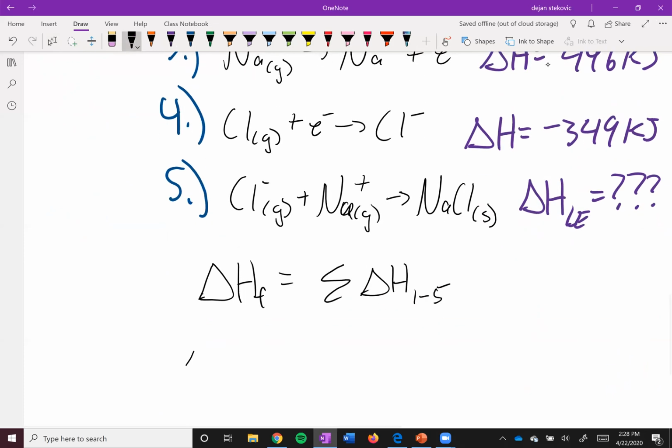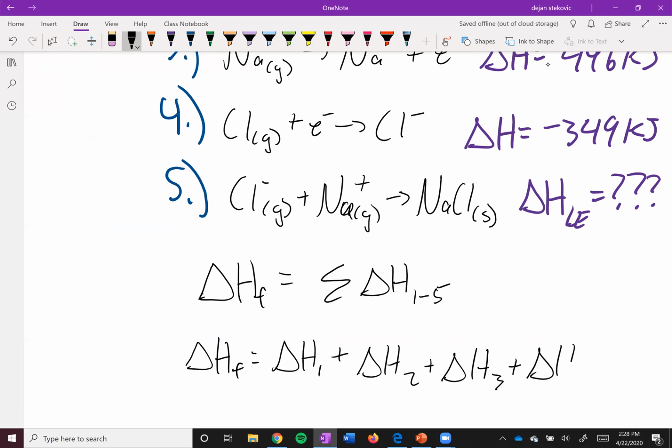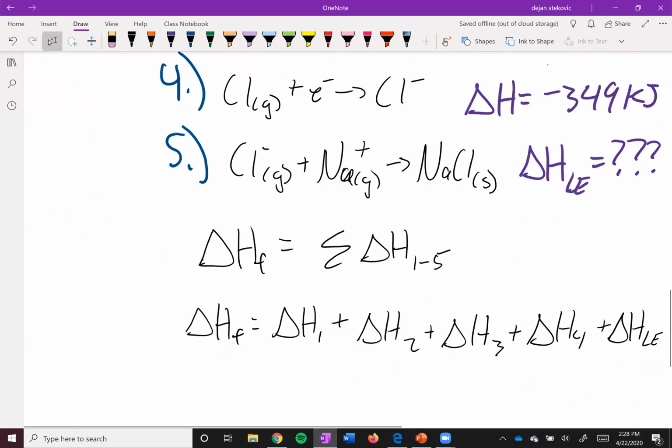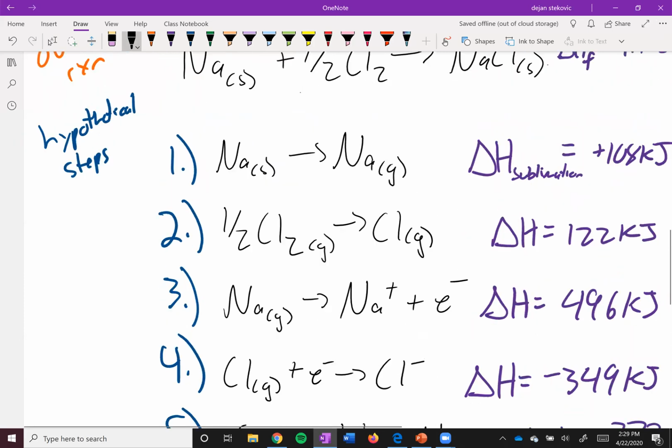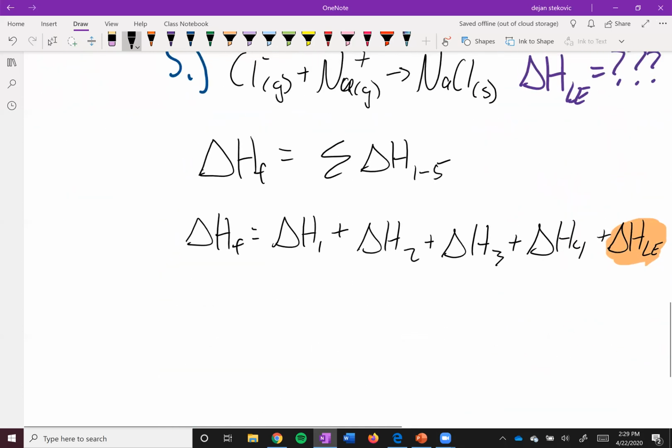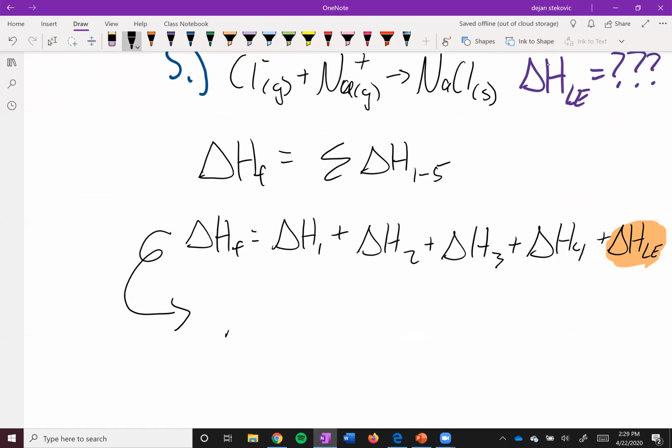Right? And so we can write the delta H of formation is equal to the delta H of step 1 plus the delta H of step 2 plus the delta H of step 3 plus the delta H of step 4 plus the delta H of our lattice energy, or step 5. This is what we were interested in, so I gave it a slightly different name. And then we have all of these other numbers, so we can plug them all in and solve for the delta H of this lattice energy. And you see it's negative 788 kilojoules.